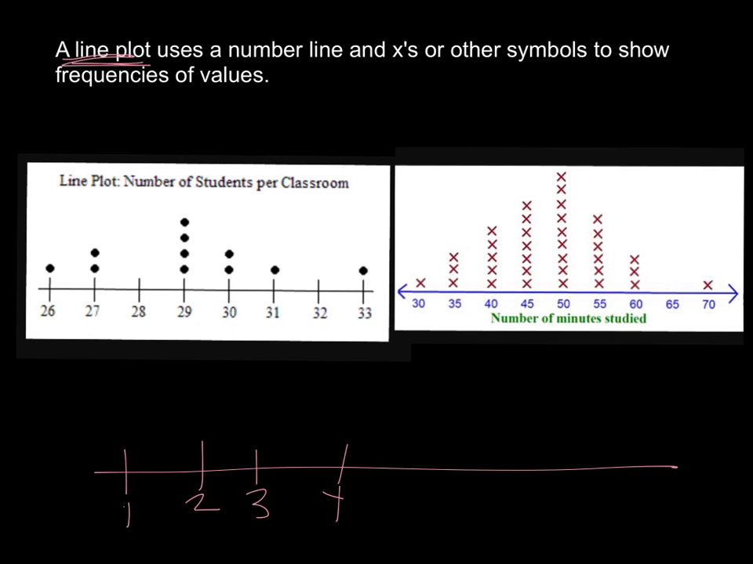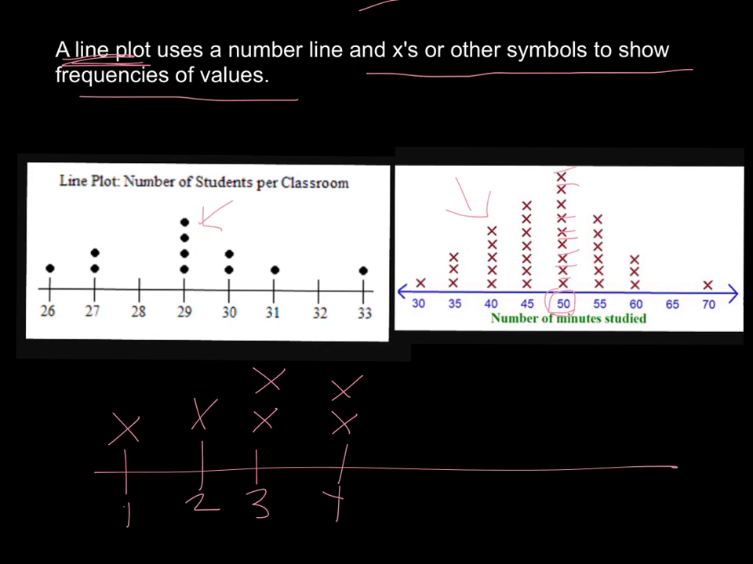And then I look through my data set. I'd say there's 1, 2, there's 1, 4, there's a 3, oh, there's another 3, there's another 4, there's a 1. So I just kind of show, and so in this case, the number of minutes people studied, there were 1, 2, 3, 4, 5, 6, 7, 8, 9 people that studied 50 minutes. So these are just 2 examples. This line plot chose to put dots. This line plot chose to put X's. And the definition is just using a number line and X's or other symbols to show frequency of values. So show how many of that value was voted for. Let's make one.